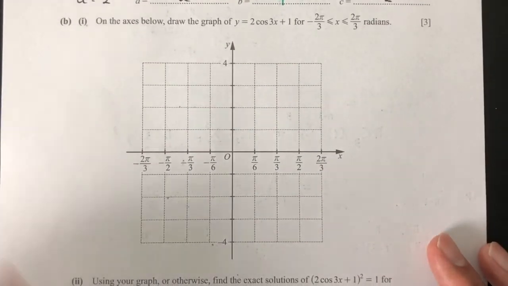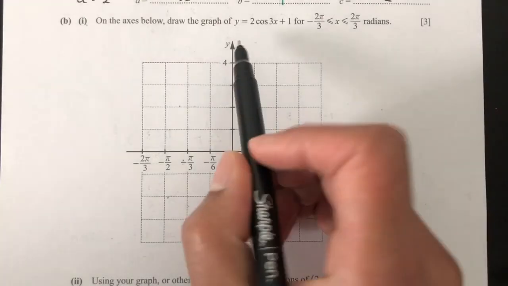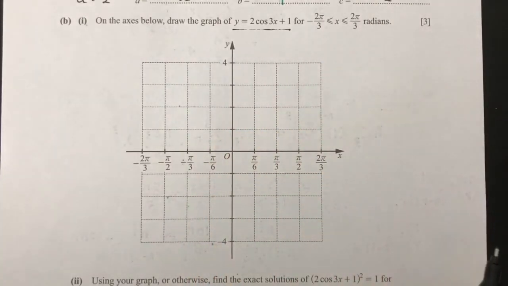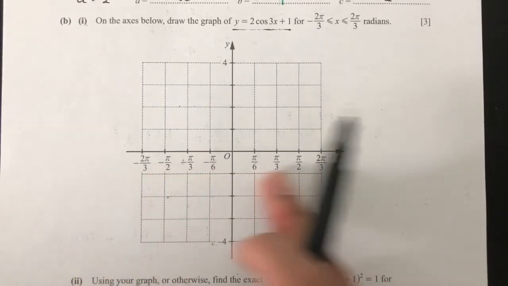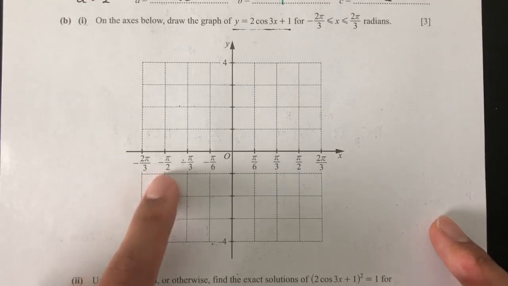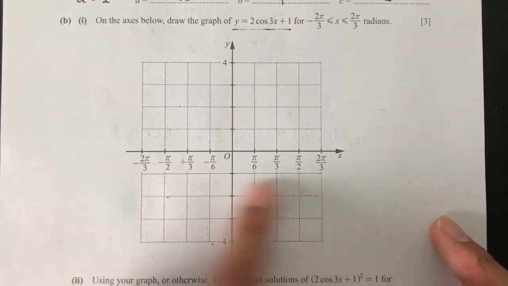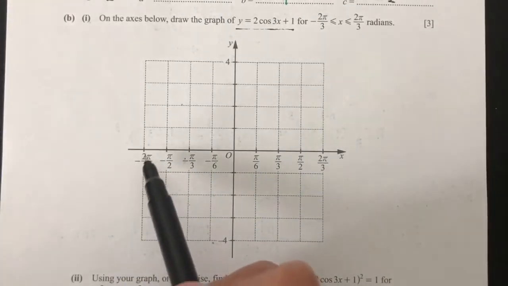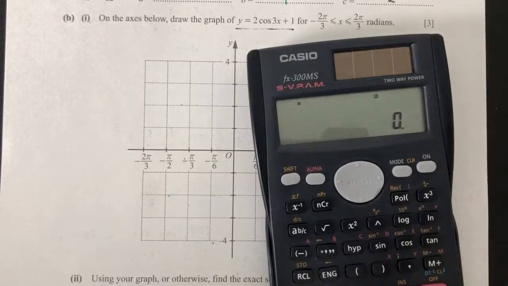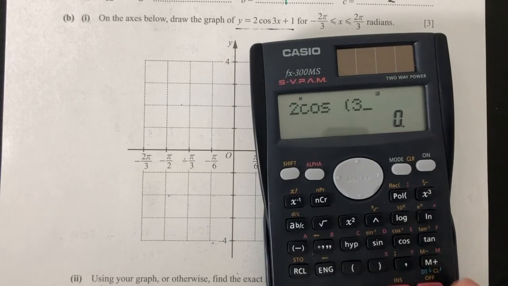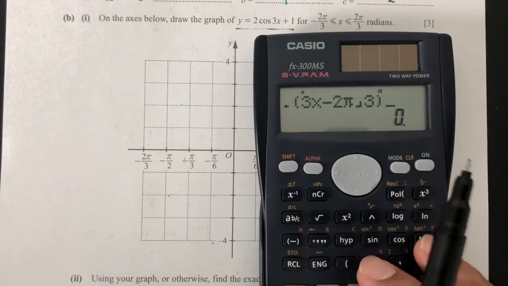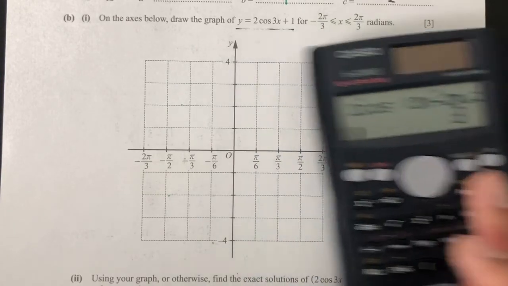Now for part b, on the axis below, draw this graph for this domain, right? So we have to see what values we get. So this one's pretty easy. We just have to find each value of y for the values of x provided. So let's do that. So for the first value, it is minus 2 pi over 3. Let's see what we get. So 2 times cos of 3 times minus 2 pi over 3 plus 1. That should be 3.